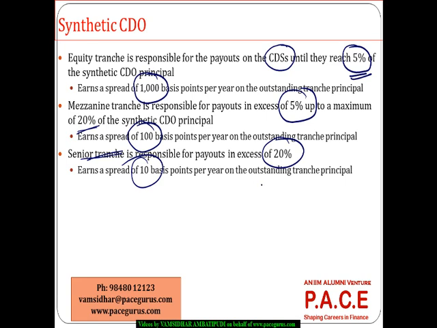So that's how the whole synthetic CDO can be structured, where the equity tranche is absorbing more of the risk in the beginning. Then after the equity tranche has absorbed almost its risk, then comes the mezzanine tranche, and only finally it's the senior tranche that is absorbing the risk.